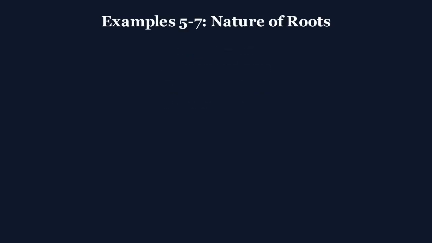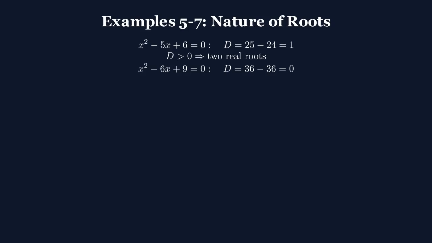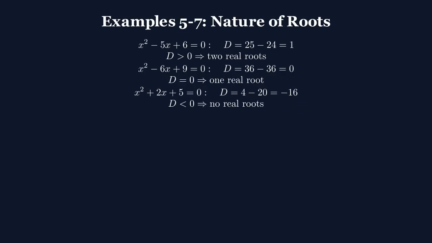Example 5. For x squared minus 5x plus 6 equals 0, the discriminant is 25 minus 24, which is 1. Positive means two real roots. Example 6. For x squared minus 6x plus 9 equals 0, the discriminant is 36 minus 36, which is 0. That means one real root. Example 7. For x squared plus 2x plus 5 equals 0, the discriminant is 4 minus 20, which is negative 16. That means no real roots.